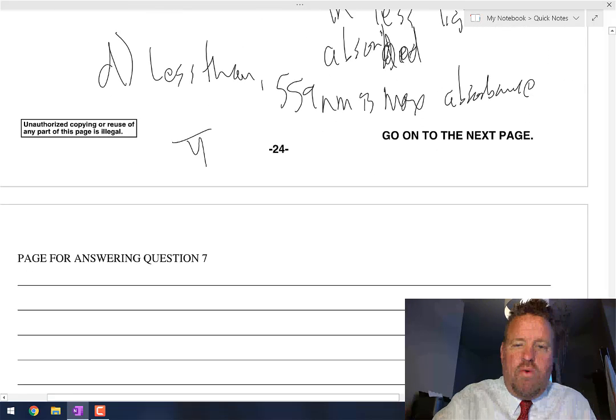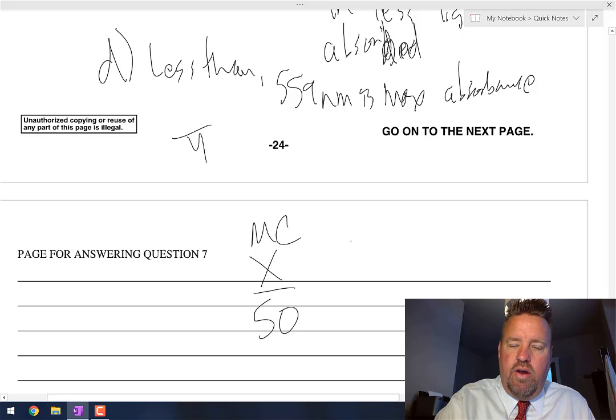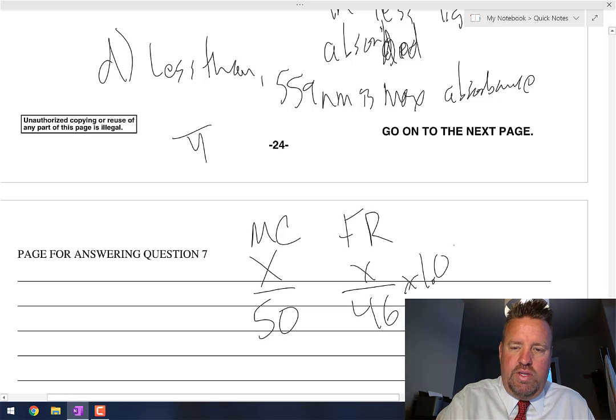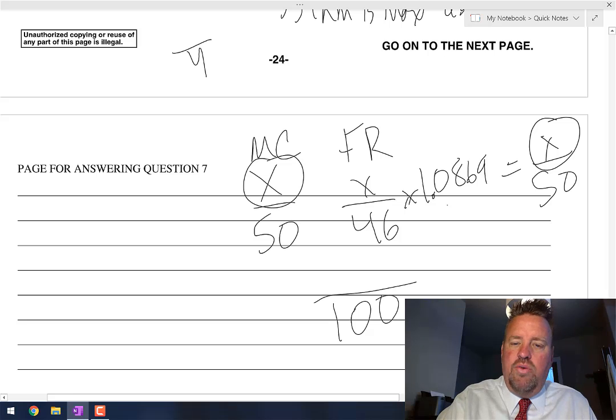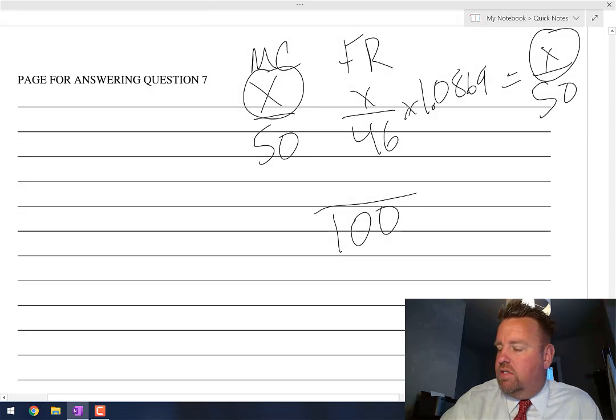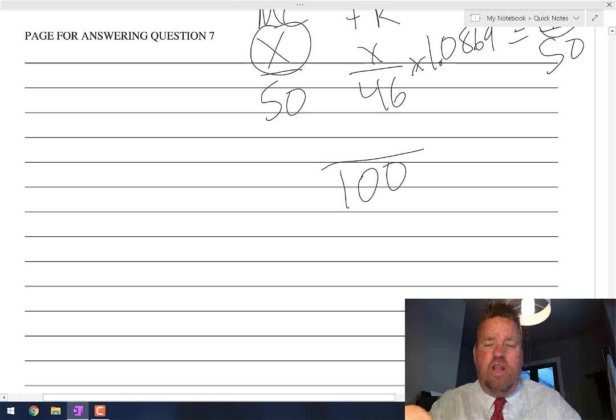Get your score out of 4. So again, overall, multiple choice, you've got a score out of 50. Put your number in there. Free response: take your score out of 46, times it by 1.0869, and get a new score out of 50. Add that number and that number together to get your score out of 100. If you remember those first 25 multiple choice, they were fairly easy, and so the scoring's a little bit higher on this.